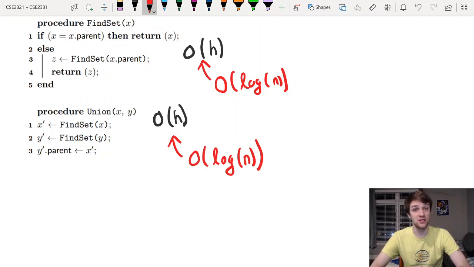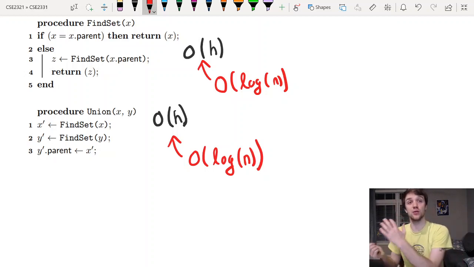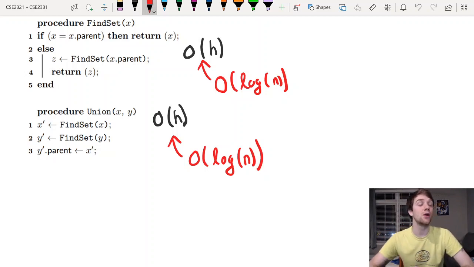So as long as you understand how we perform the union operation, as it's written here, and could perform the union operation where you always attach the shorter tree to the larger tree, you are entirely capable of solving problems that we would need to solve with this data structure.